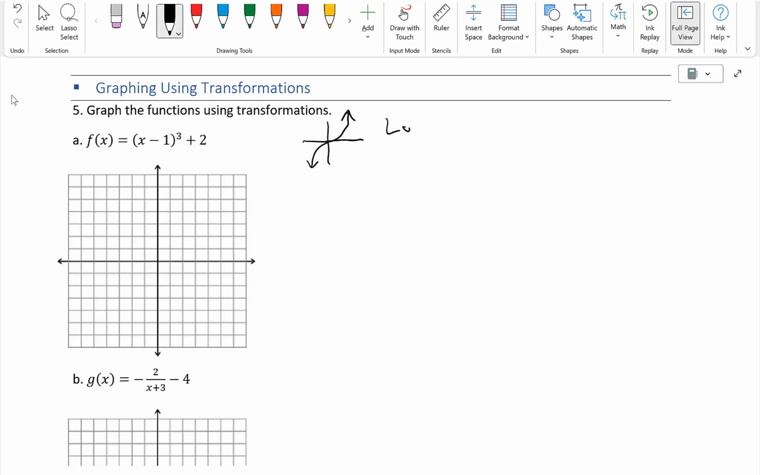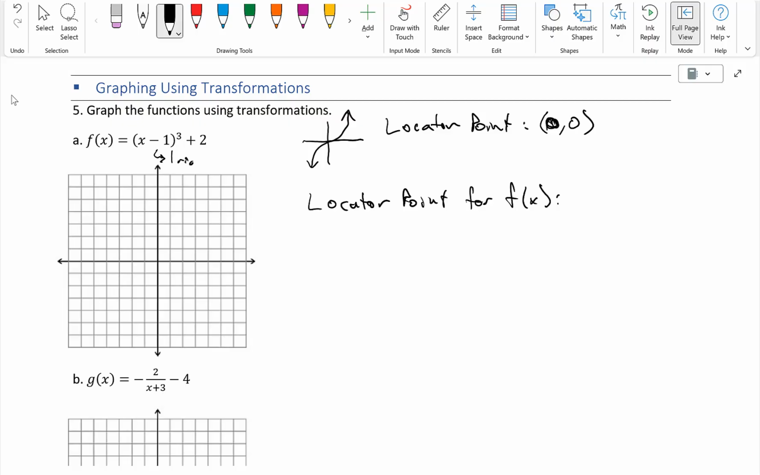Our locator point for that parent graph was still 0, 0, right? It runs right through the origin. That was our x and y intercept for that graph. Our locator point for our transformation, you can say for f of x, if it helps you keep it straight, we are going 1 to the right and then 2 up. So our new locator point is at 1, 2, or that's our h and our k. All right. We have no multiplication, no factors outside or inside, so that's our only shift.